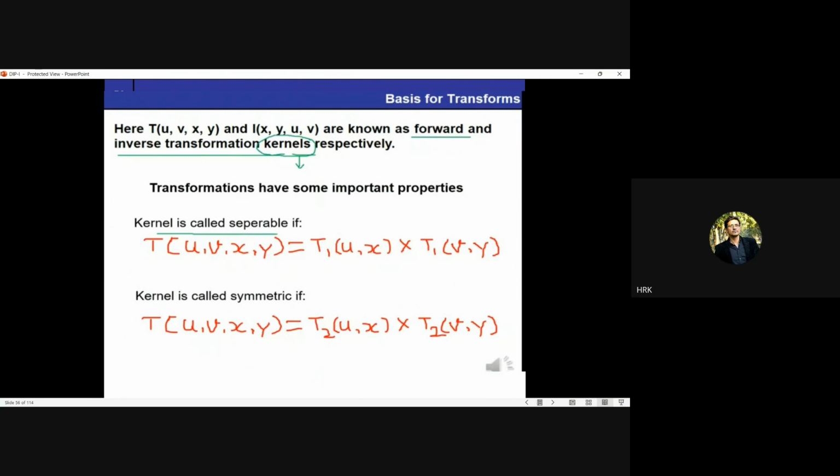Sir, what is the difference between these two, separable and symmetric? I can see only the T1 and T2 difference, but no other difference.